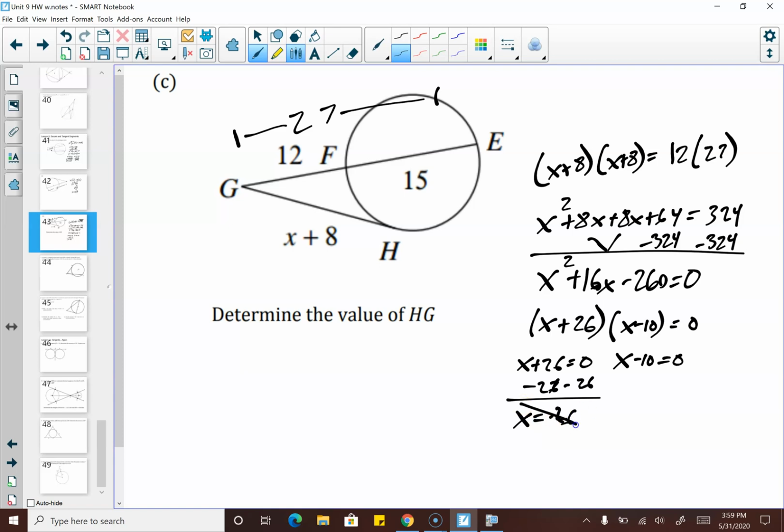All right, again, we're talking about lengths, so that can't be it. And then we'll add 10, and that gives us that x is 10, and that's more of a reasonable length for x. But it wants to know what's the value of HG, so we'll take that 10, add it to the 8, and that gives us HG is 18.